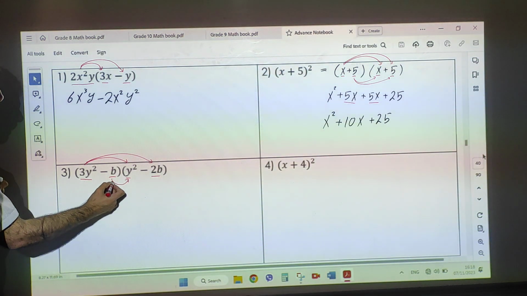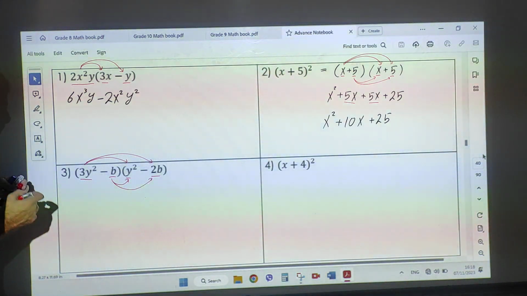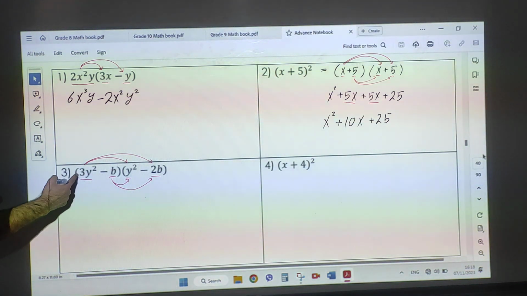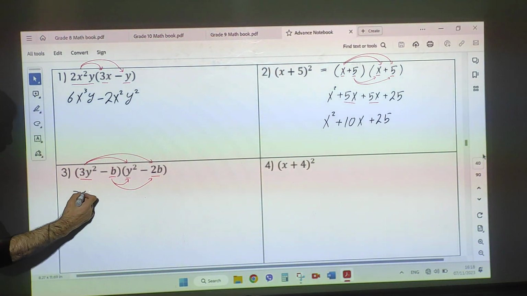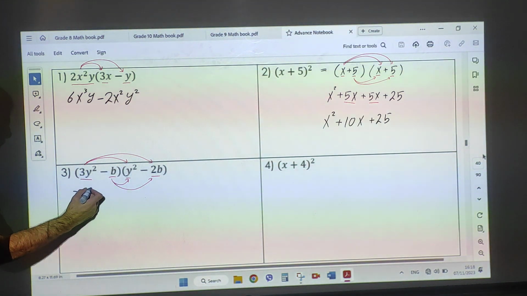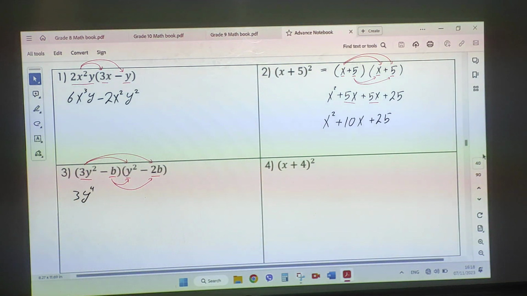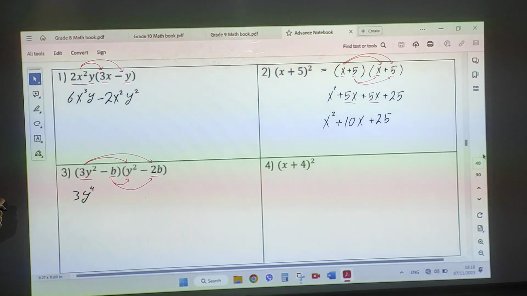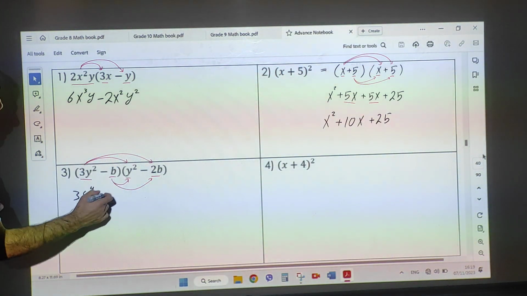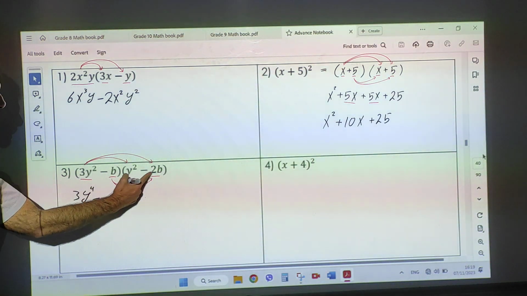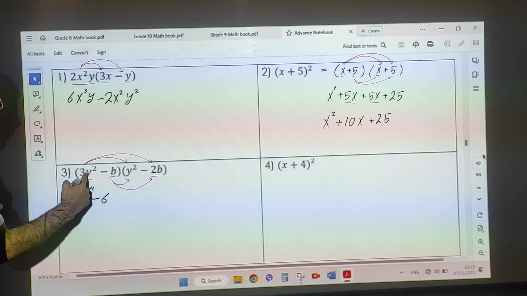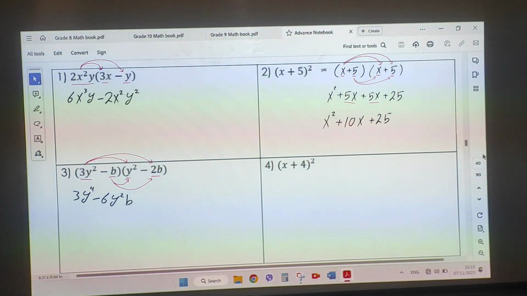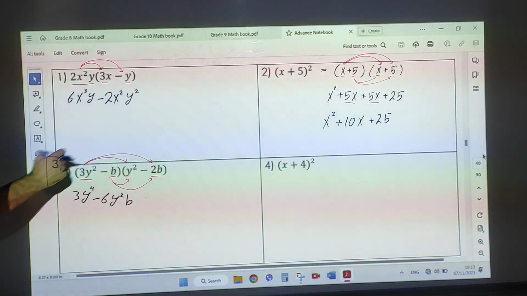This one multiplied by that, then multiply by this one. 3y power 2 multiplied by y power 2. In the numbers we just have 3. In the y's we have y power 2. Y power 2 multiplied by y power 2 would be y power 4, 2 plus 2. 3y power 2 multiplied by negative 2b. Positive times negative will be negative. The numbers, 6y power 2 b. Done.